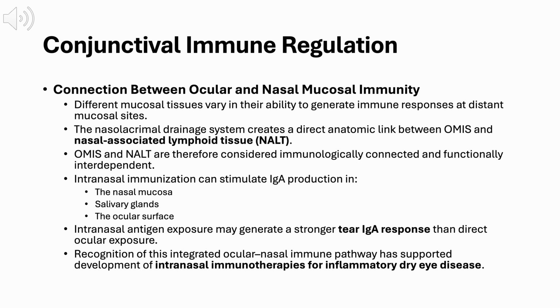The evidence is compelling. Intranasal immunization can stimulate IgA production not only in the nasal mucosa, but also in the salivary glands, and, notably, at the ocular surface. In fact, intranasal antigen exposure may produce a stronger tear IgA response than putting the antigen directly on the eye. This integrated ocular nasal pathway isn't just a curiosity. Recognizing it has supported the development of intranasal immunotherapies for inflammatory dry eye disease. That wraps up the conjunctiva. Now we move one structure inward to the cornea.